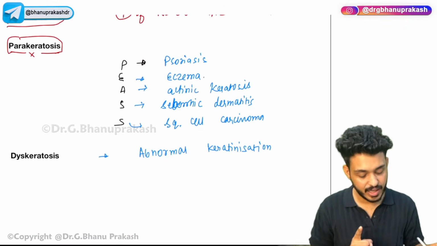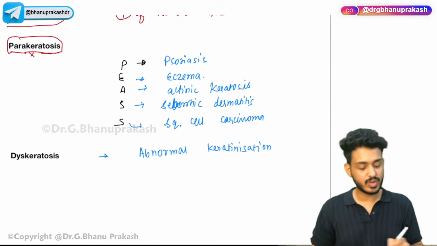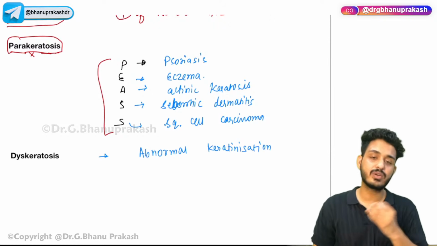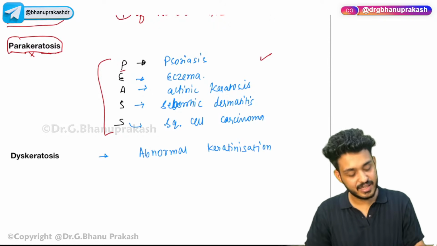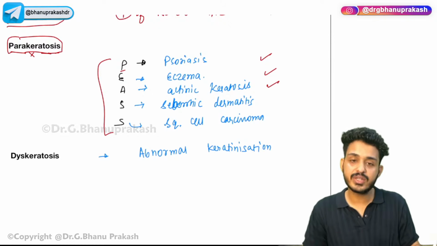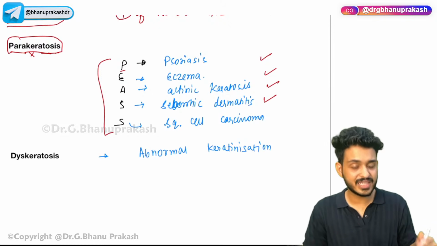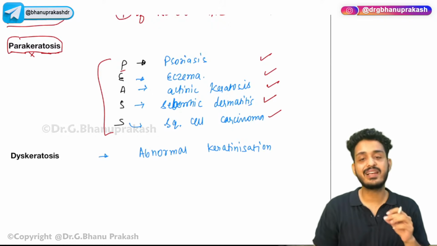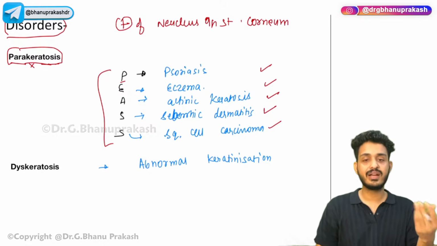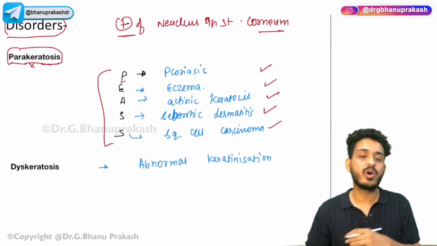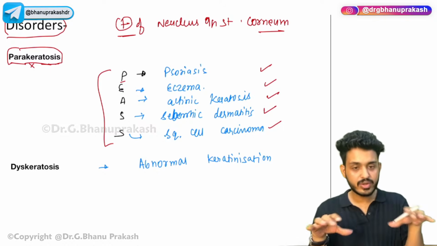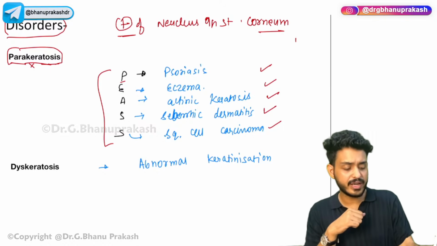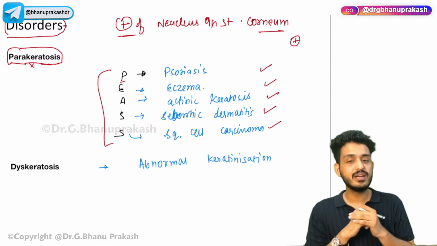It is a disease. What is the mnemonic? You can remember PESA, or P's, whatever you want. P for psoriasis, E for eczema, A for actinic keratosis, S for seborrheic dermatitis, and lastly S for squamous cell carcinoma. These are the conditions where you will have a nucleus present in the stratum corneum. When you look under a histopathological slide, taking the sample under the microscope, you will find a blue color structure, and that is parakeratosis.